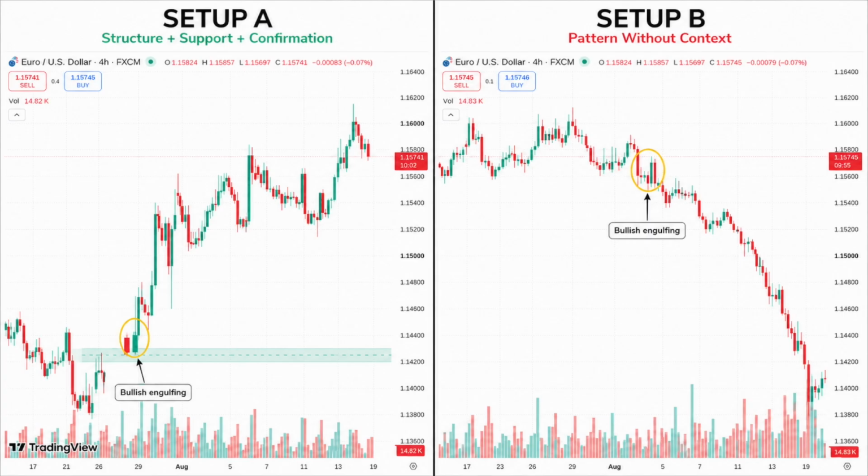It was not the candlestick pattern. One setup had three important price action concepts working together. The other had only an attractive looking candle. By the end of this video, you will know exactly which setup was valid, and, more importantly, why.